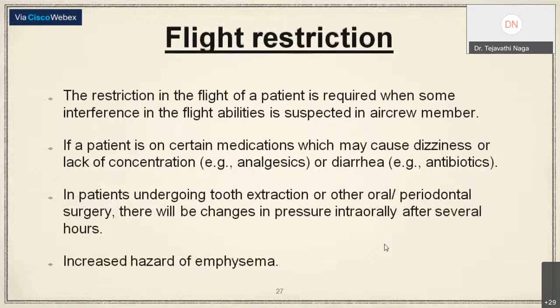Coming to flight restriction, the restriction in the flight of a patient is required when some interference in the flight abilities is suspected. That is, we should take care of the air crew members also. If a patient is on certain medication which may cause dizziness or lack of concentration, for example analgesics, or diarrhea, that is, patients taking antibiotics. Again, it can be the air crew members or it can be the patients also. So, just to be on the safer side, always taking a history is better, whether they are taking analgesics which cause lack of concentration, or whether the antibiotics he or she is taking are causing diarrhea.